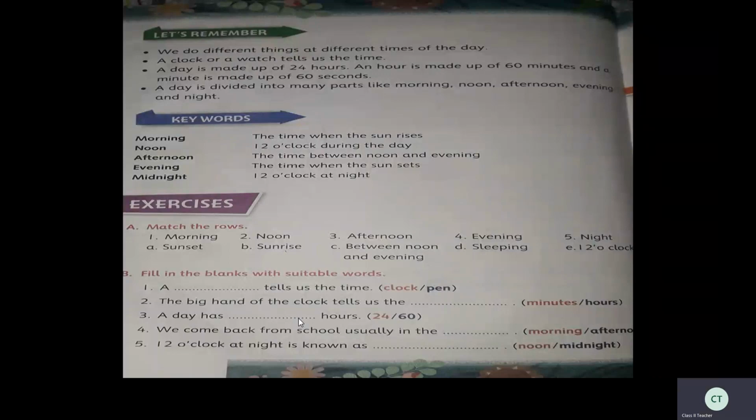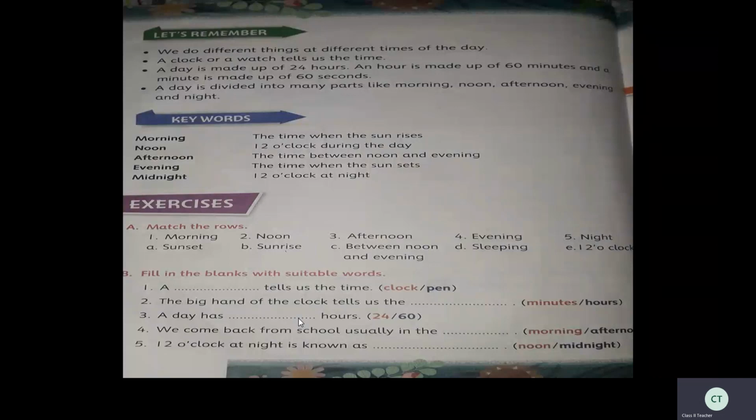The next keywords. Morning. What is the meaning of morning? The time when the sun rises. The sun rises in the morning. The next, noon, 12 o'clock during the day. Then afternoon, the time between noon and evening. Then evening, the time when the sun sets. So we say the sun sets in the evening. Then midnight, 12 o'clock at night.